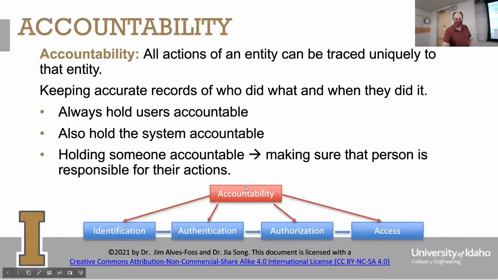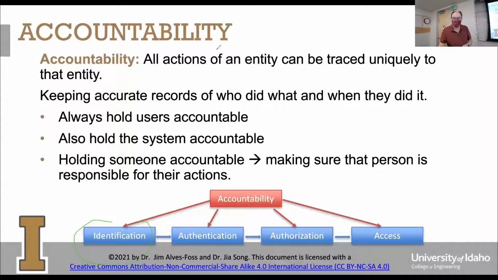So to do accountability, you need to identify who they are. You need to make sure that who they claim they are was actually authenticated, so somebody doesn't do something claiming to be me and it wasn't me. They need to be authorized to do what they did, and they need to have access to do what they did. All of those are checked and logged and kept track of when you're doing accountability. I need all this information.